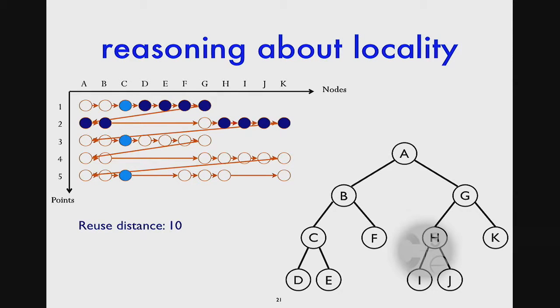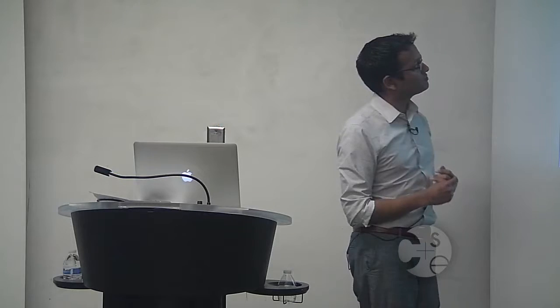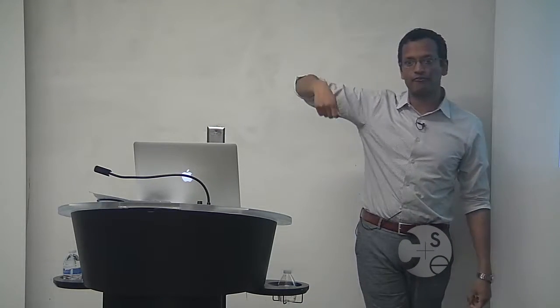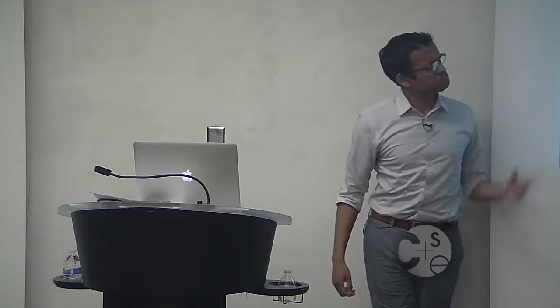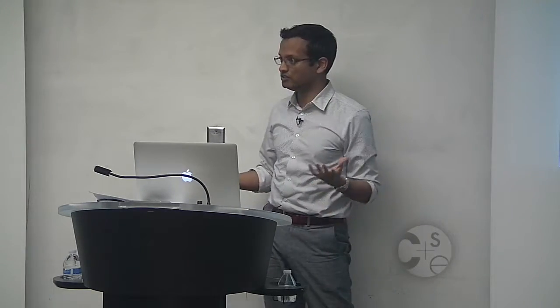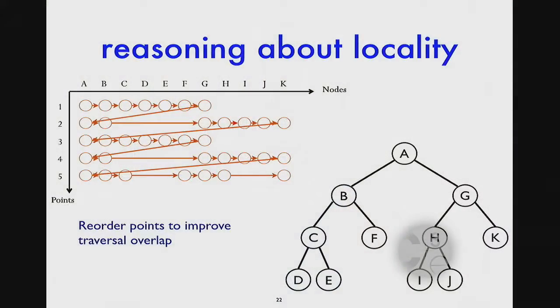OK, so what are some scheduling games that we can play? Well, one thing we can do is say, I've got this loop that says for every point, go and traverse this tree. But there's no reason I actually need to do them in this particular order. I don't need to do point 1, then point 2, then point 3. They're all independent of each other. So one thing I could do is reorder the points. Suppose I do them in a different order.